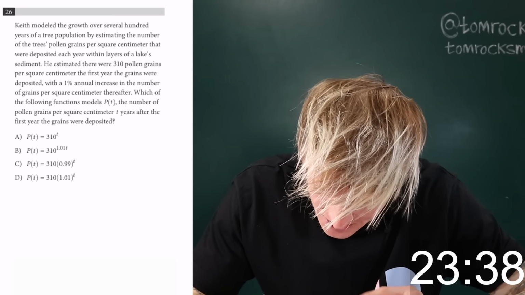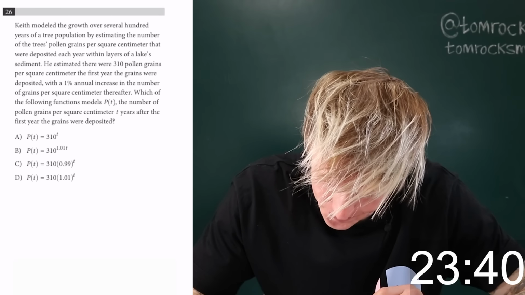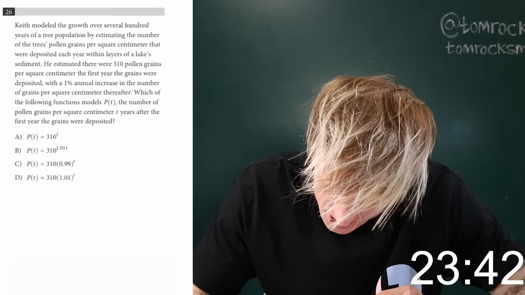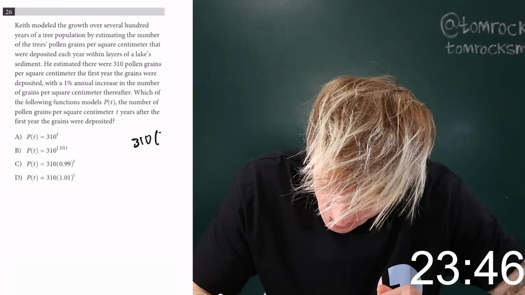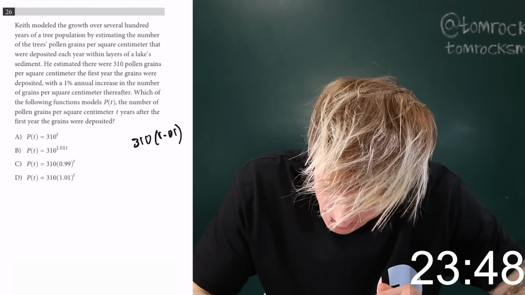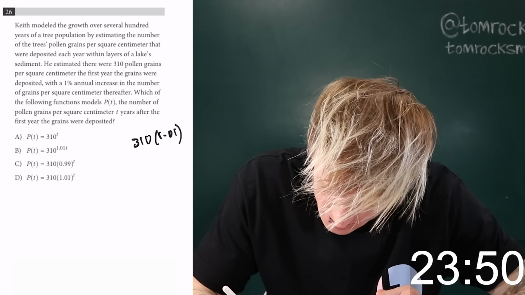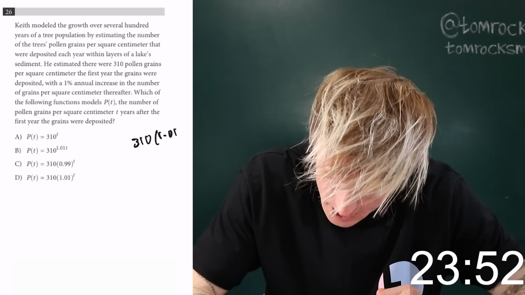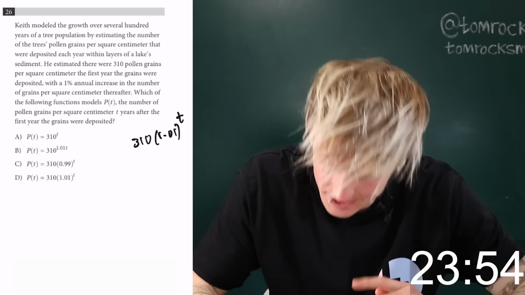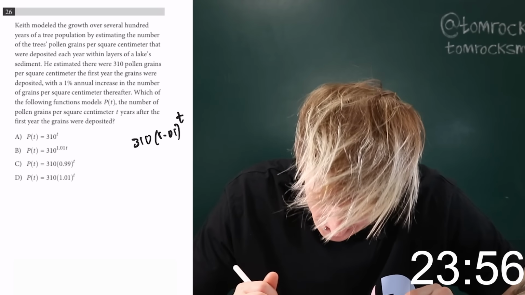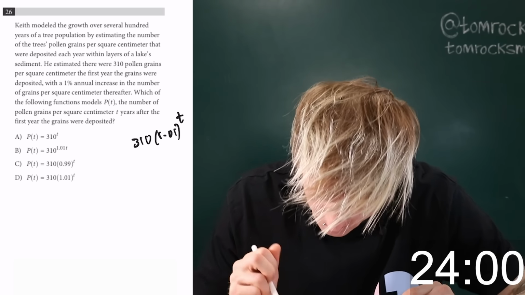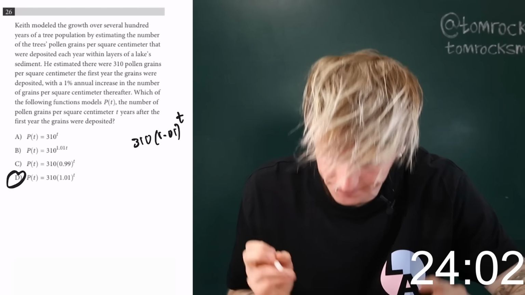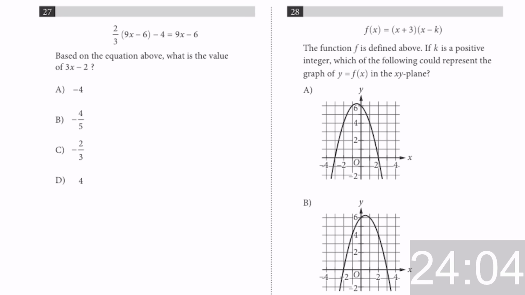He estimated there are 310 pollen grains per square centimetre with a 1% annual increase, so 1.01 times the number of years, so it's 1.01 to the t, isn't it? Yeah, similar to that earlier question I had, to the t. So 310 times 1.01 to the t, so it has to be D. Cool. Thanks, Keith. Okay, 27, getting there.